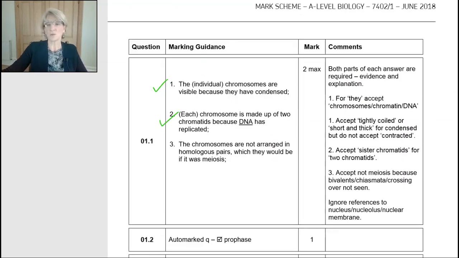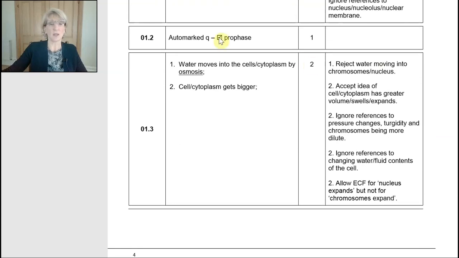So what was on the mark scheme? Yep, I did get that mark right. So I got mark point 1 here. Ignore references to changing water contents of the cell. So I would not have got this mark.